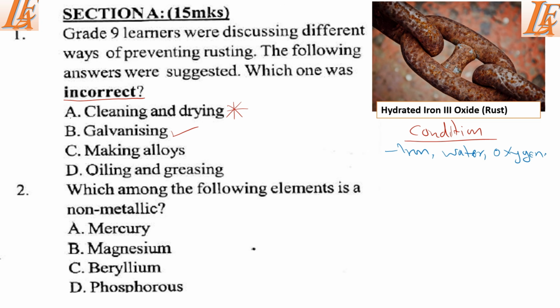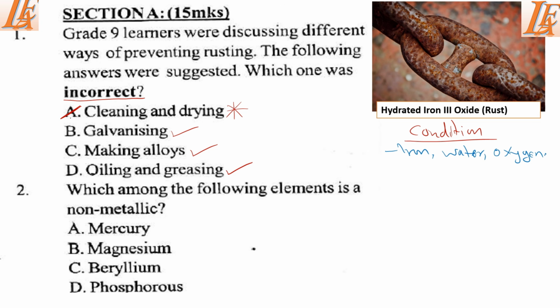Option C is making alloys. Alloys are a mixture of two or more metals. If you mix iron with another metal which cannot rust, you can prevent rusting. And then D is oiling and greasing. Oiling and greasing can prevent water and oxygen from penetrating to get in contact with iron, so oiling and greasing is also a method of preventing rusting. Therefore, the option which is incorrect is cleaning and drying. This one cannot prevent rusting.